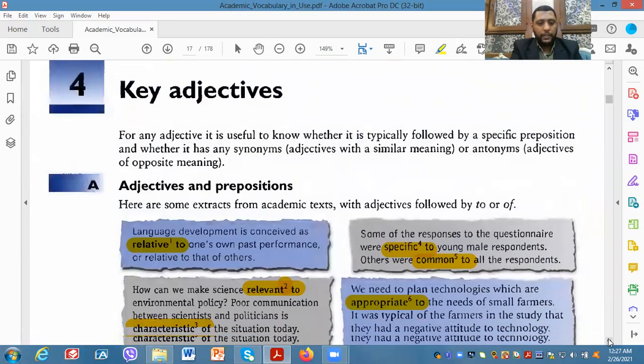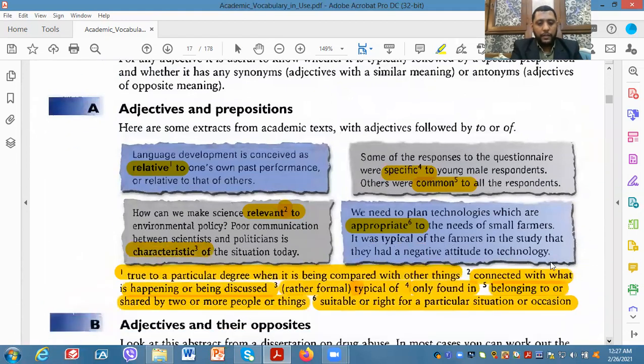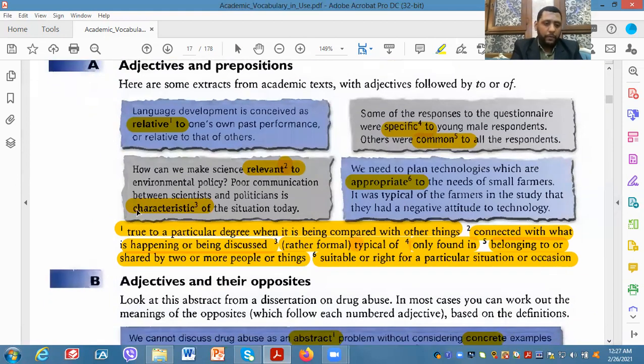In section A, we can see that it was talking about adjectives that are followed by a preposition, and we have seen a large number of these adjectives, six adjectives: relative to, relevant to, characteristic of, specific to, common to, appropriate to. All of them were followed by to, except for characteristic, which is followed by of instead of to. That was section A.